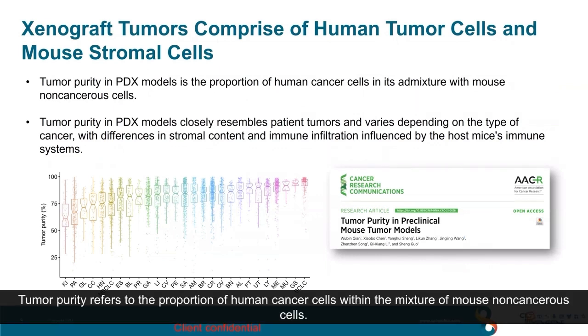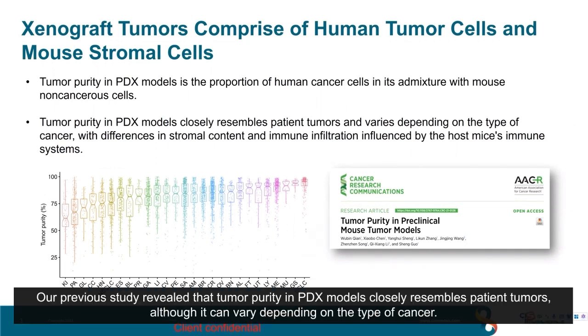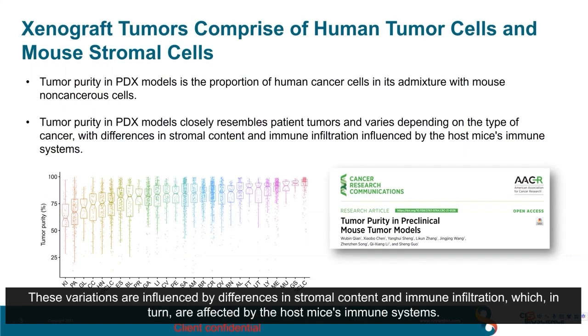Tumor purity refers to the proportion of human cancer cells within the mixture of mouse non-cancerous cells. Our previous study revealed that tumor purity in PDX models closely resembles the patient's tumor, although it can vary depending on the type of cancer. These variations are influenced by differences in stroma content and immune infiltration, which in turn are affected by the host mouse's immune system.